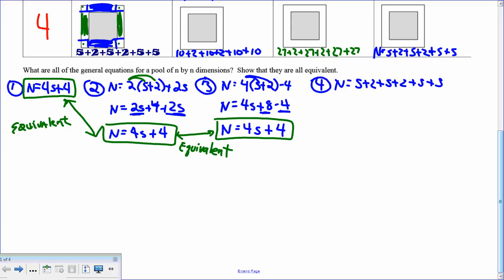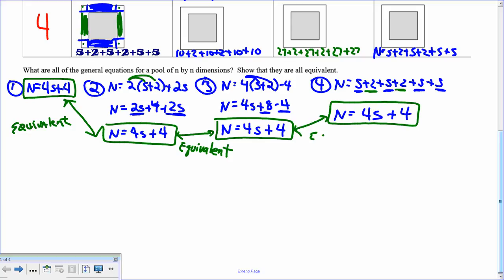Well, if we go to number 4, we just have a lot of like terms to combine, right? I have an s, an s, an s, and an s. So that's 4s. All right. Then if I go to find my other 2s, I got a positive 2 and a positive 2, so 2 plus 2, which is 4. And that helps complete the circuit because, again, these guys are the same, which makes basically all these equivalent. So because we simplified these down and got the same equation, n equals 4s plus 4, equations 1 through 4 are equivalent.